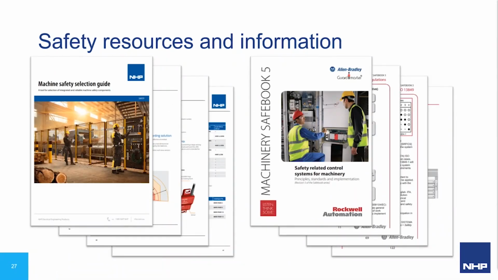And so concludes today's presentation on safety monitoring relays. By now, you should have some more intimate knowledge on the function of various types of safety monitoring relays, their applications, and some of the special requirements with respect to the machine safety standards. For more information on the selection or even just on machine safety in general, there is a wealth of information available in the NHP Machine Safety Selection Guide. I also highly recommend reading through the Rockwell Automation Machinery Safe Book 5, which is a bit more advanced, but provides fantastic guidance around designing and navigating machine safety control systems.